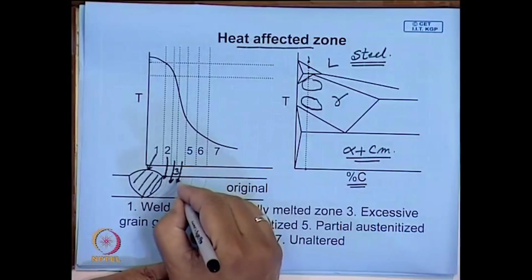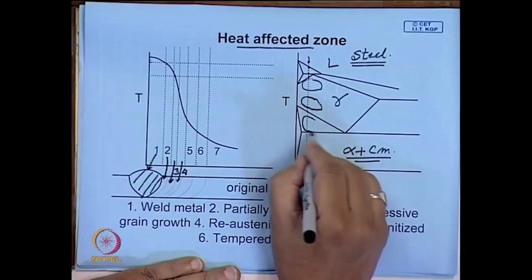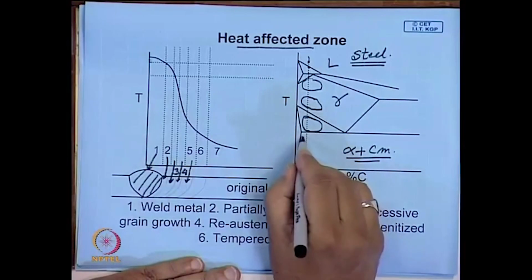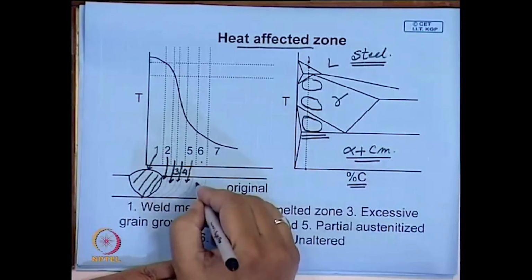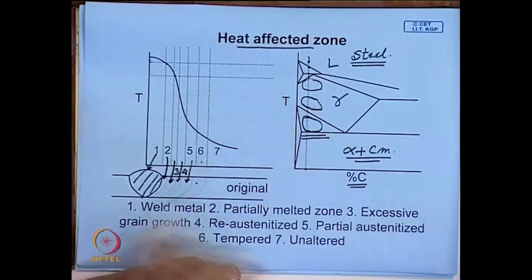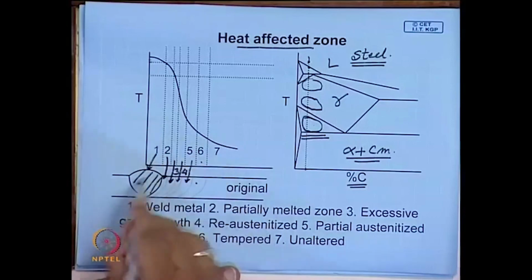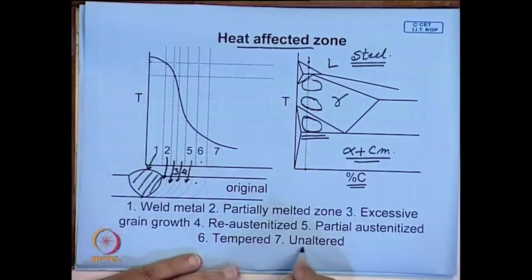So, this is the zone that is 4. There will be another zone which is heated in this zone. So, this is 5. We can think of another which is heated in this region, which is 6, and then beneath these the temperature is so low that we do not expect any structural change. So, we can clearly think of such 7 zones in a welded joint, which are listed here. So, this 7th zone is the unaltered zone.